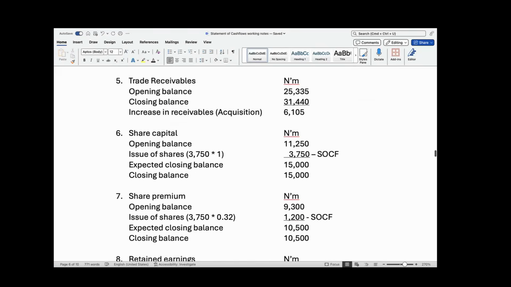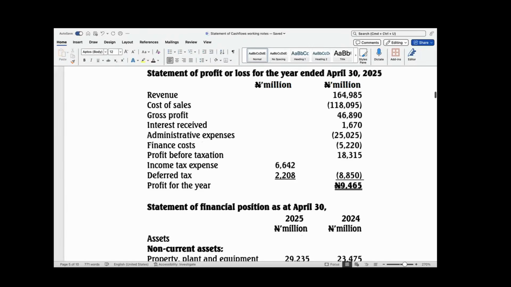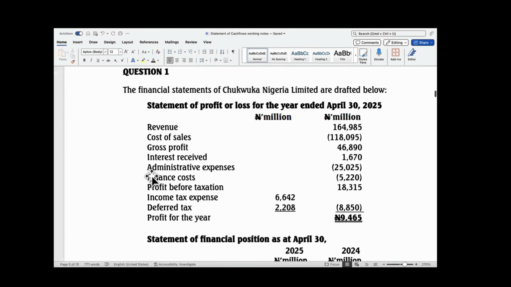But before then, this finance cost is always something you need to have a way of dealing with, right? So finance costs, you can either decide to treat it in operating or treat it in financing, either one. Don't worry, Michael, I'll share it. Let me just keep scrolling like this. It's not difficult. So this finance cost is 5,220.